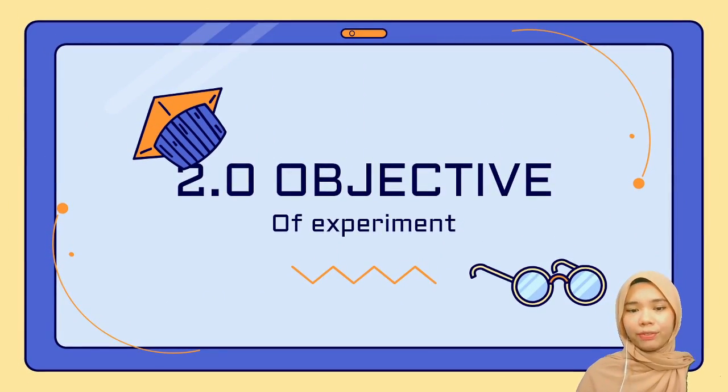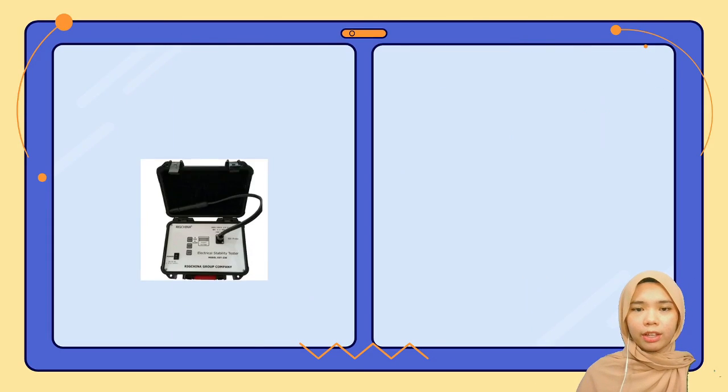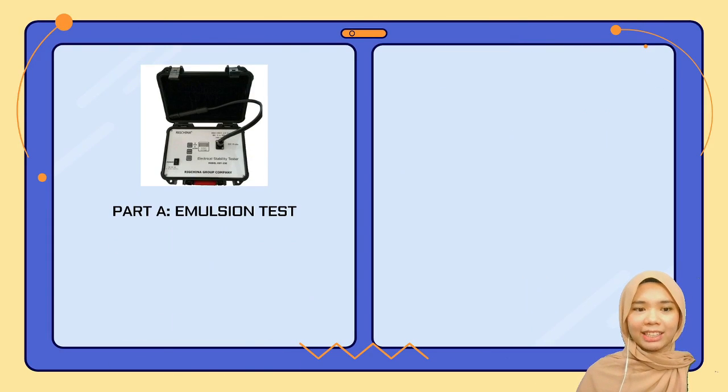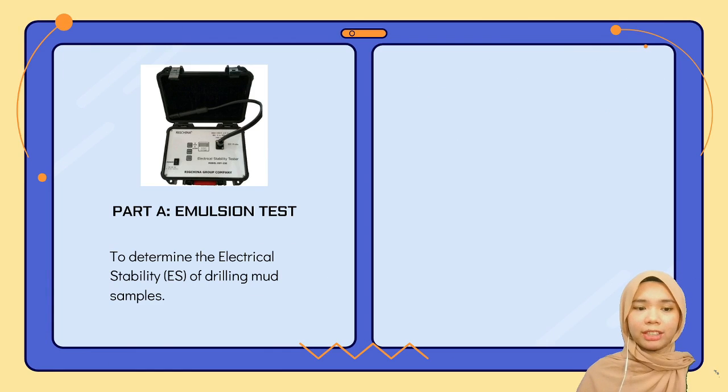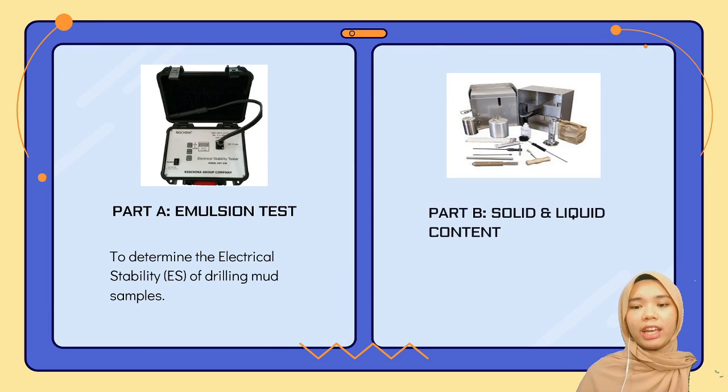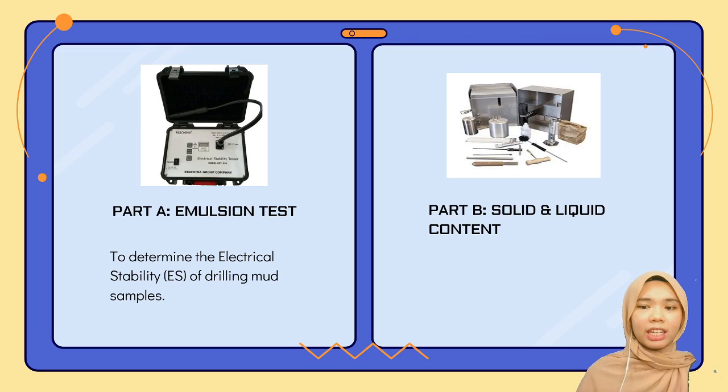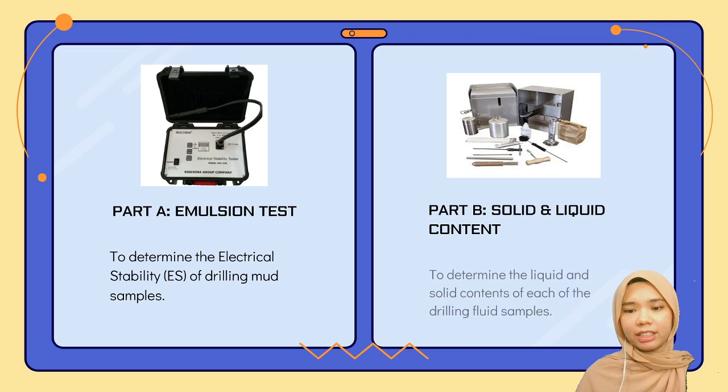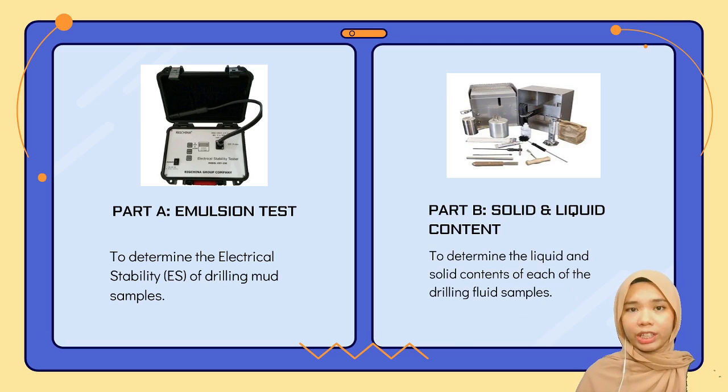For the objective of the experiment, by using the ES, for part A, emulsion test, it is to determine the electrical stability of drilled mud samples. And as for part B, solid and liquid content, it uses the retort kit, and the objective of the experiment is to determine the liquid and solid contents of each of the water-based mud.